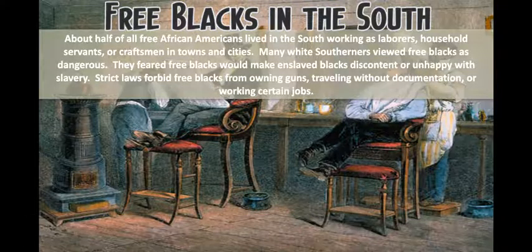About half of all free African Americans lived in the South, working as laborers, household servants, or craftsmen in towns and cities. Many white Southerners viewed free blacks as dangerous. They feared that free blacks would make enslaved blacks discontent or unhappy with slavery. Strict laws forbid free blacks from owning guns, traveling without documentation, or working certain jobs.